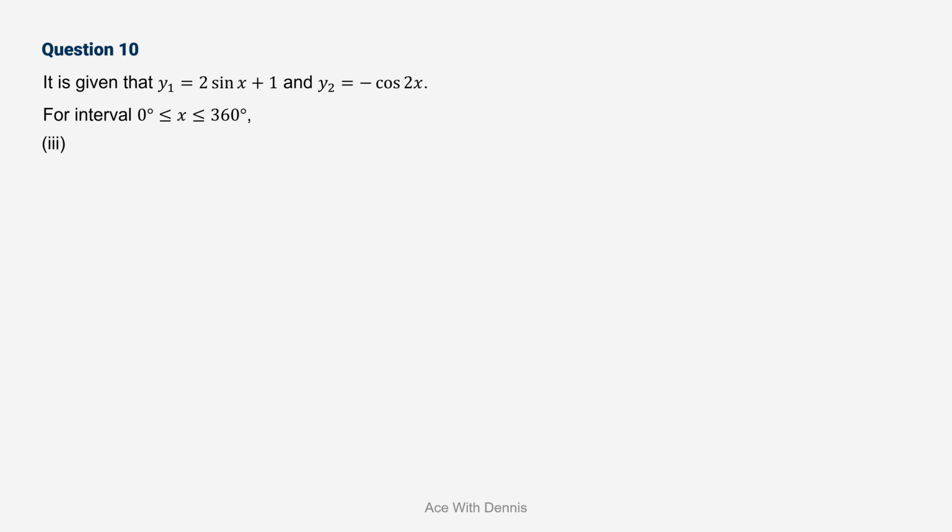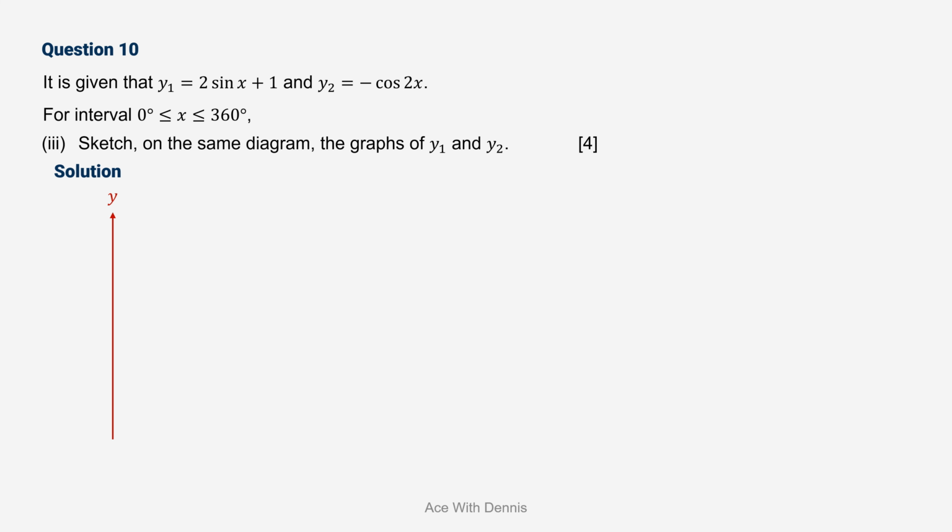Part 3. Sketch on the same diagram the graphs of y1 and y2, 4 marks. So here is the solution. First, we draw the y-axis, and then we start with the graph of y1. To sketch the graph of y1, we draw the horizontal dotted line here. This is the neutral position of y1. Since the b of y1 is 1, this sine graph has only one complete cycle in 360 degrees. So we just draw one complete cycle of the sine wave.